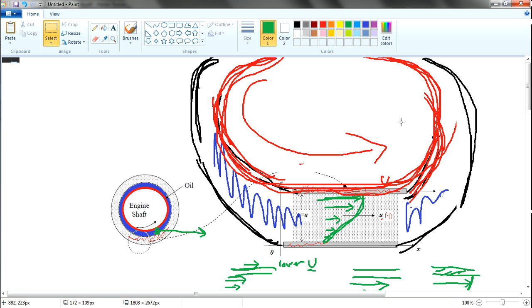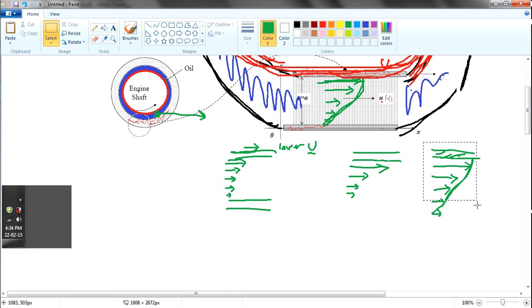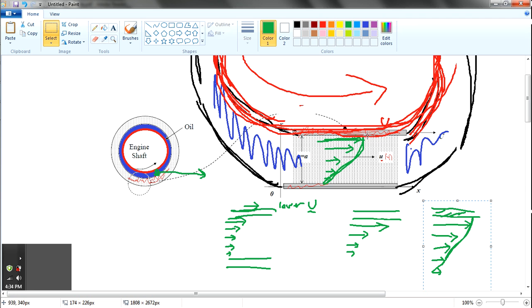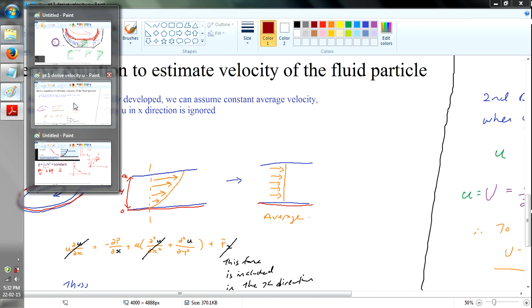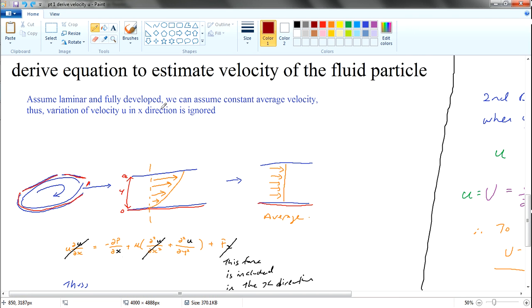So when the shaft is turning at a constant speed, the fluid itself is fully developed in this form. Since it's fully developed, we can assume a constant average velocity, that is what we are saying. So this is the spinning shaft. When it is spinning, it is spinning at a velocity. What I mean is constant average velocity. Sorry, I didn't say that properly.